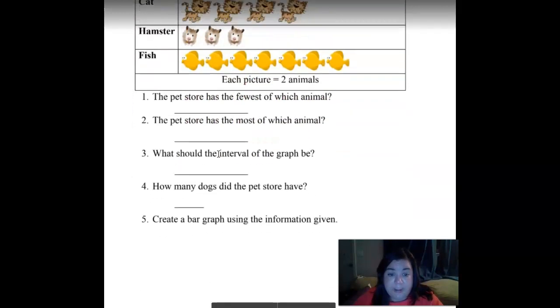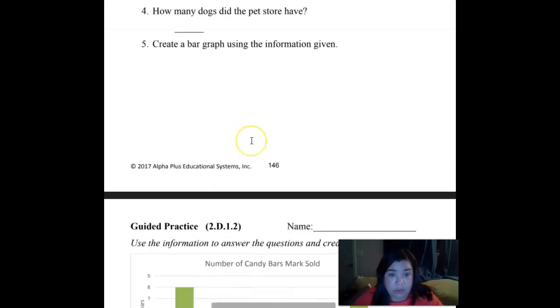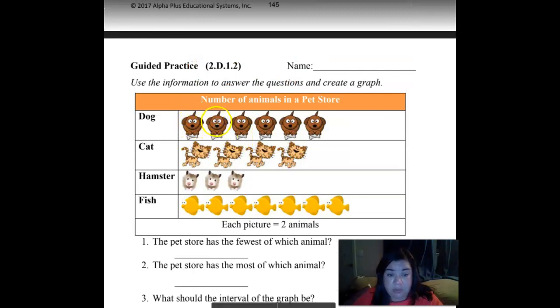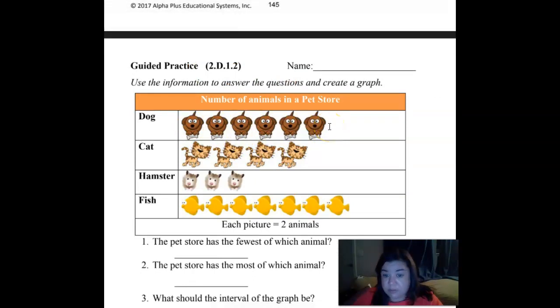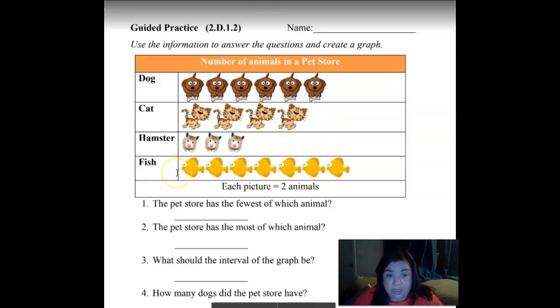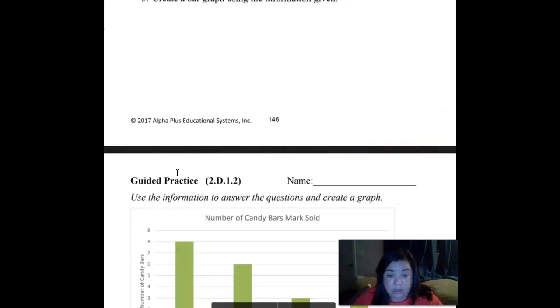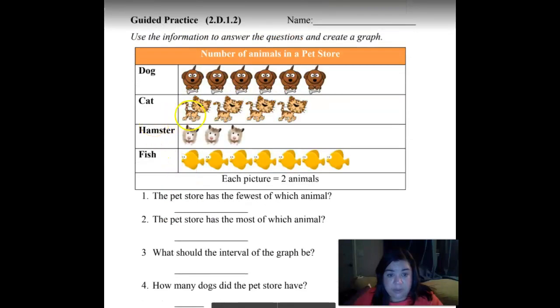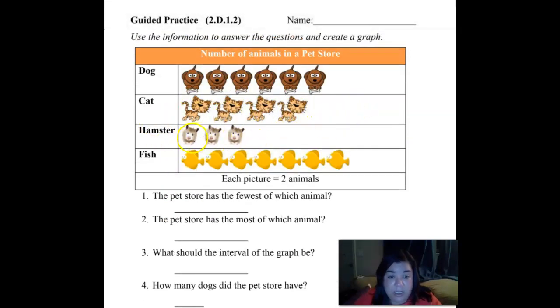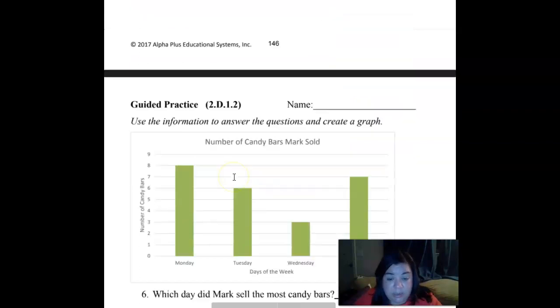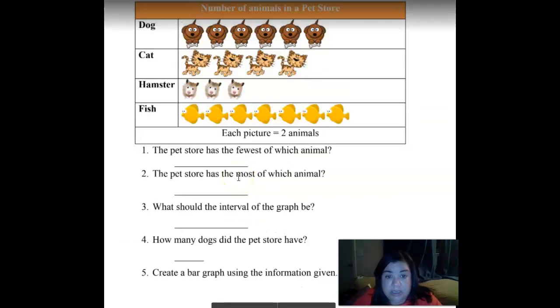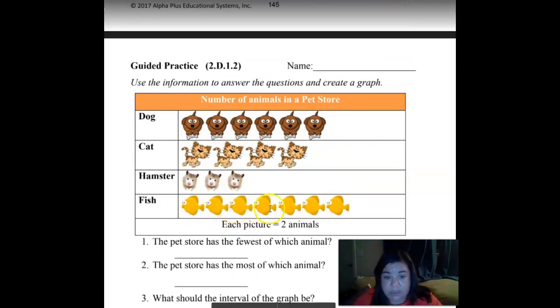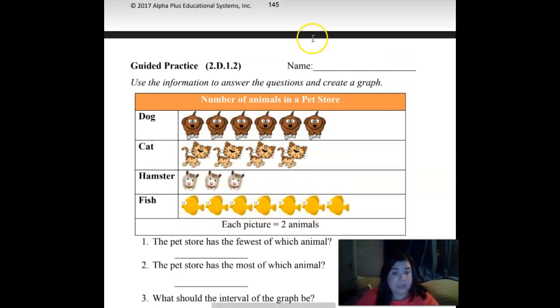So on Monday, you need to draw 8 candy bars. On Tuesday, you would need to draw how many? 6. 6 candy bars across there. Then you draw 3 candy bars. And then the last one, draw 7. So just like our fish, you would draw 7 candy bars across. Is that what you did?